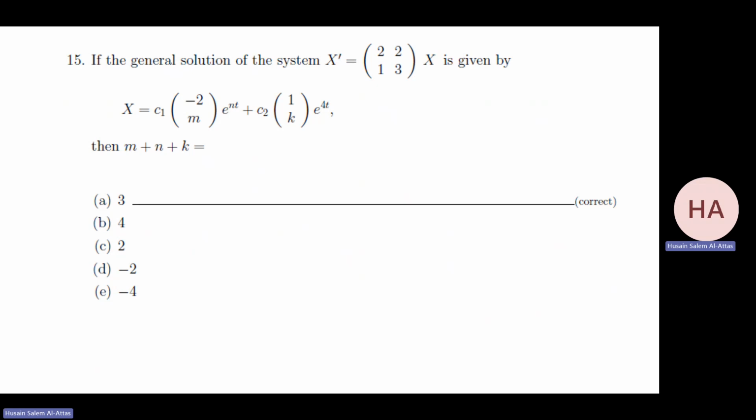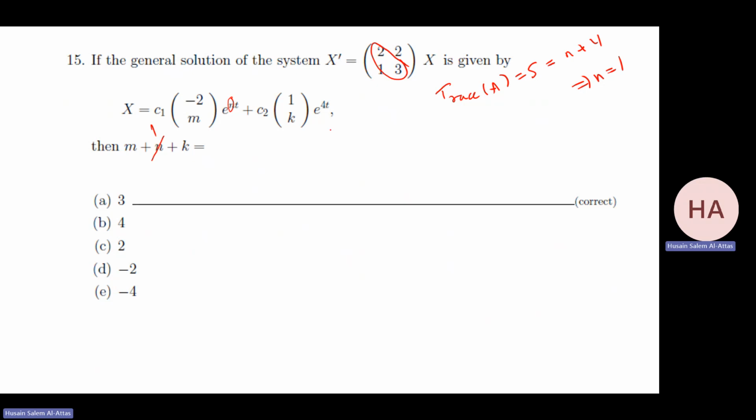If the general solution of this system is this, I can find n easily using the trace. The trace of A, which is this, equals 5, equals n plus 4. So n equals 1. I know n equals 1.